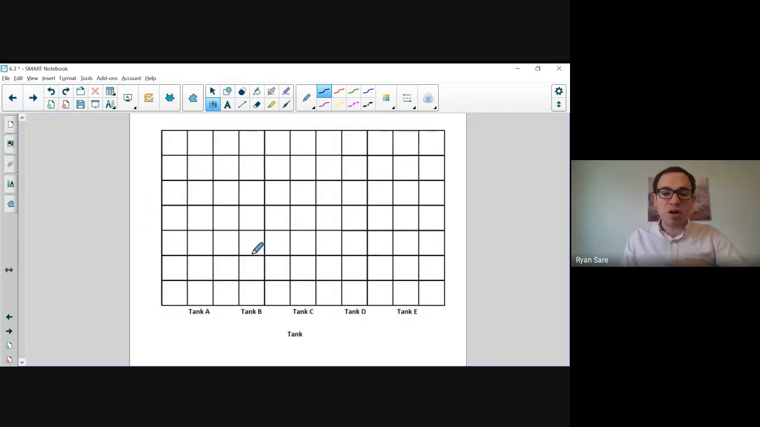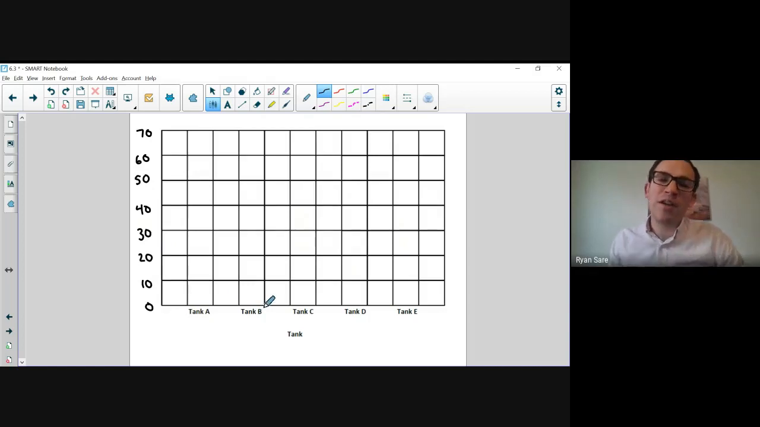I've got this same chart, but this time, let's do the scale of 10. So each time I go up, I'm starting here at 0. This is going to be 10, 20, 30, 40, 50, 60, all the way up to 70.